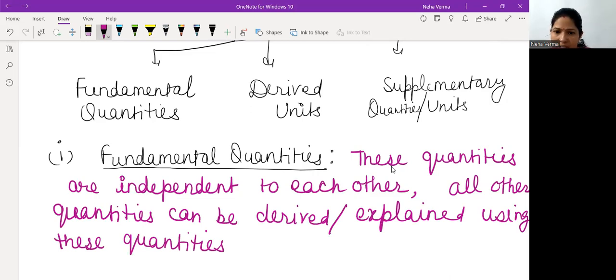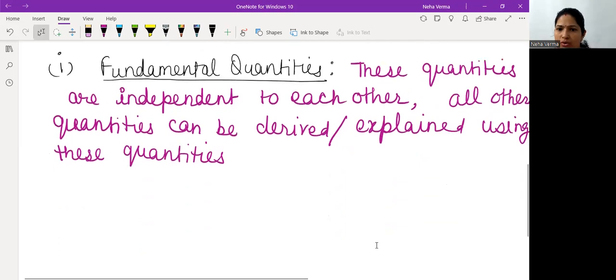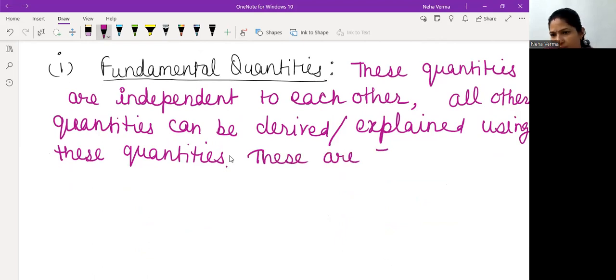That is, these quantities are independent, not dependent on anything else, they are self dependent. Every quantity represents itself. Second thing, all other quantities can be derived or explained using these quantities. If you measure any other quantities using these independent fundamental quantities, you can explain them in their terms. Basically these are 7 in number according to SI.